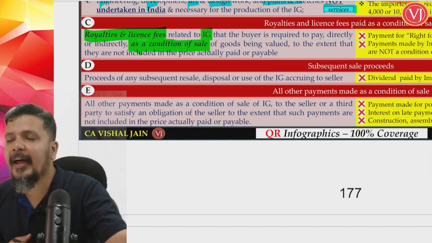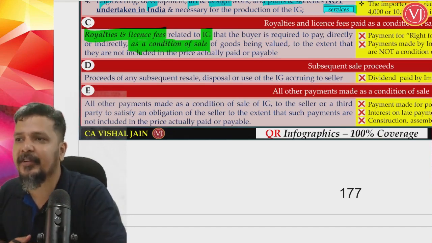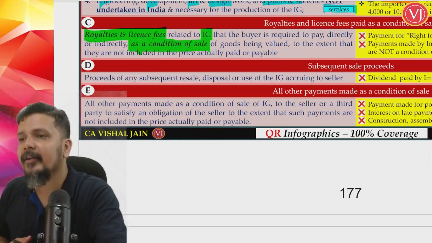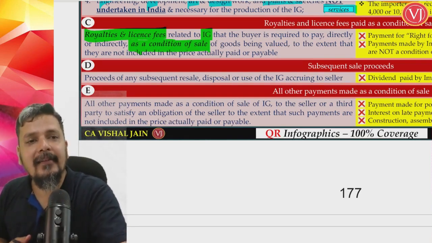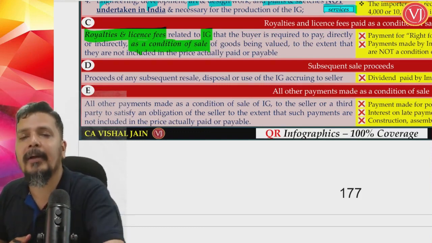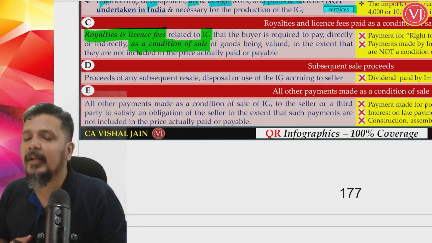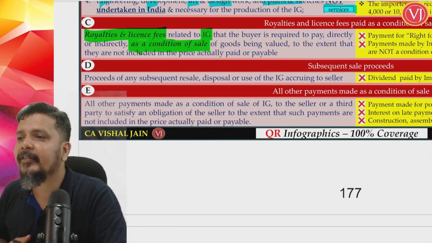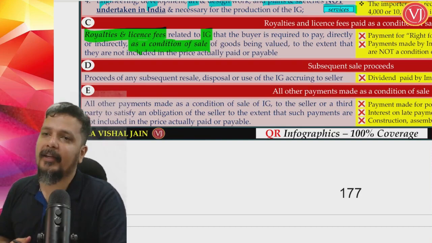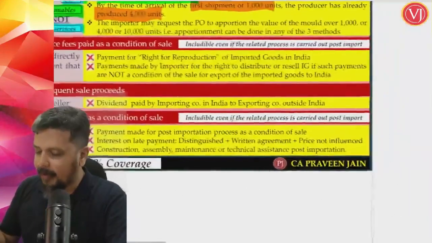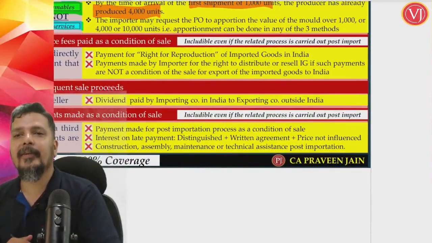When the supplier, the exporter of USA, would have given this machinery, he would have clearly said that you have to pay 10 crore plus 1 crore royalty, or 10 crore plus 1 crore license fees. It is related to imported goods plus it is condition of sale. Clear? But what if I don't pay license fees?